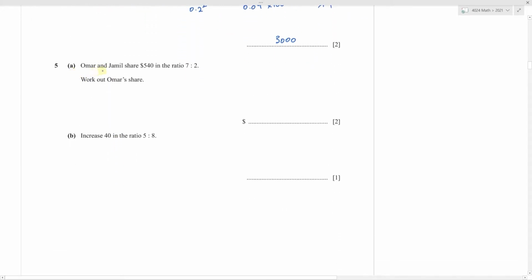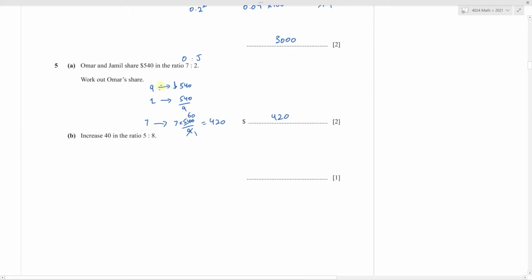Question number 5, part A. Umar and Jamil share $540 in the ratio 7:2. Work out Umar's share. So Umar's share is this, and Jamil's share is this, and in total there are 9 parts that they have divided. 7 parts are given to Umar, and 2 parts are given to Jamil. So 9 parts equals $540. That means one part will be 540 divided by 9, and then 7 parts will be 7 times 540 over 9. 9 ones are 9, 9 sixes are 54, 0, 7 sixes are 42, so $420.